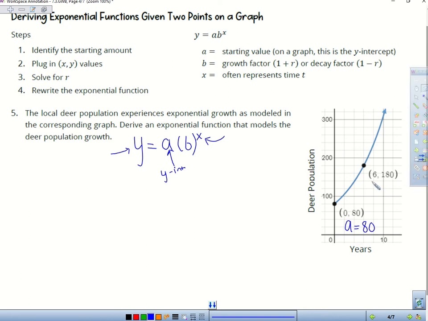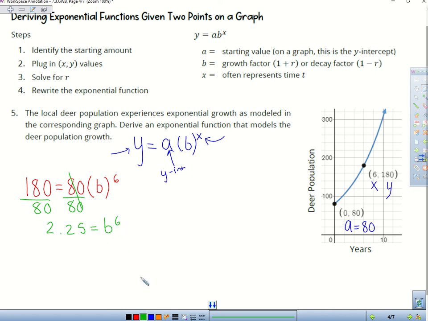Now the other point they give you is going to be our x and our y, okay? So I'm going to plug in a, x, and y into the equation. So I have 180 is equal to 80 times b to the 6th power. So is everybody good with what I plugged in there? Y, a, and x. Now our goal is to solve for b, so I'm going to divide both sides by 80. And I end up with 2.25 is equal to b to the 6th power.